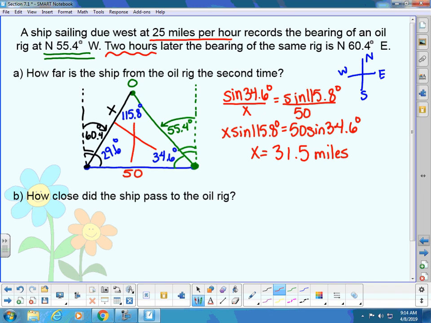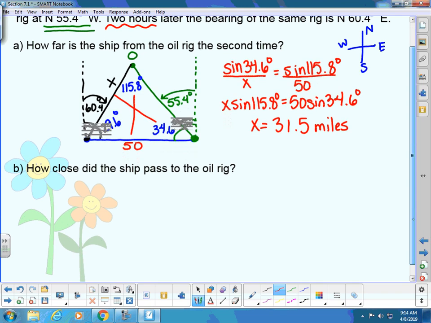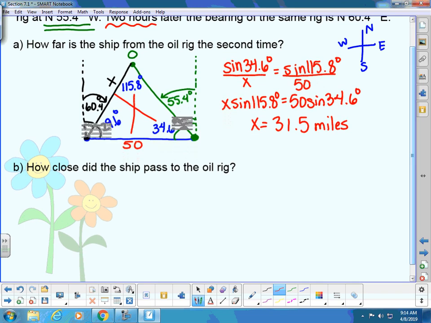Second part of this problem. How close did the ship pass to the oil rig? So we can agree that where it started and where it ended, those were at an angle, so those were a little bit further away. Those were not the closest that it got to the oil rig. Closest distance between 2 points is a straight line. It got to the oil rig somewhere in the middle here, where I can drop an altitude down in the middle or close to the middle of this triangle, and whatever that point is, that distance is the closest.